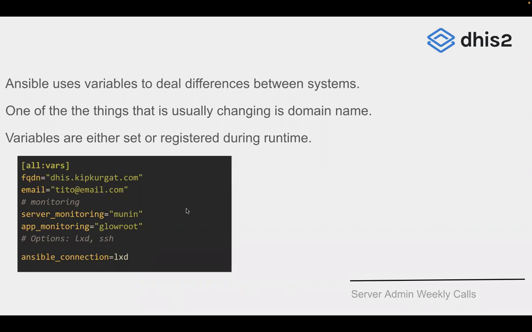These are variables, and as you can see, they are defined by putting a variable name, then an equal sign, and then the value. This is just one of the methods you can use to define your variables, but there are so many different ways to define them. We can also register them during runtime. When you run your Ansible playbooks, other variables are registered along the way.